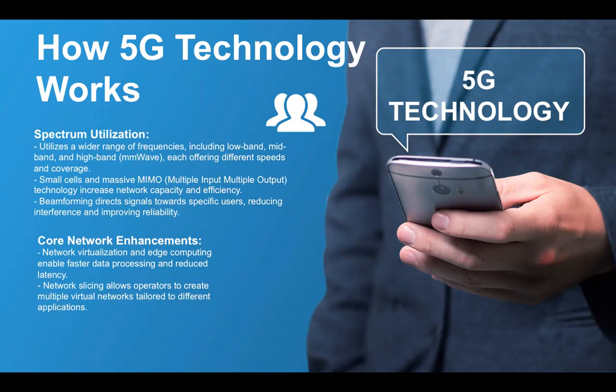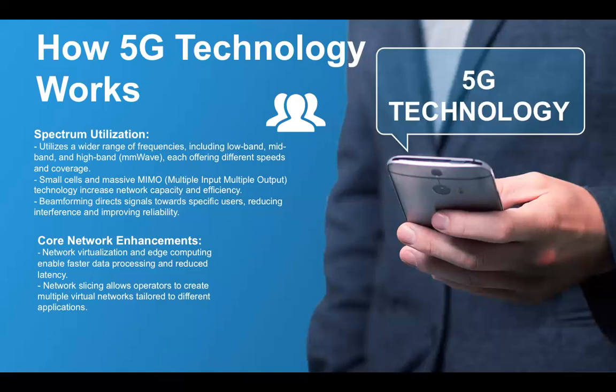Small cells and massive MIMO, which means multiple input and multiple output technology, increase network capacity and efficiency, which means that you can input multiple data and receive multiple output. Beamforming directs signals towards specific users, reducing interference and improving reliability.